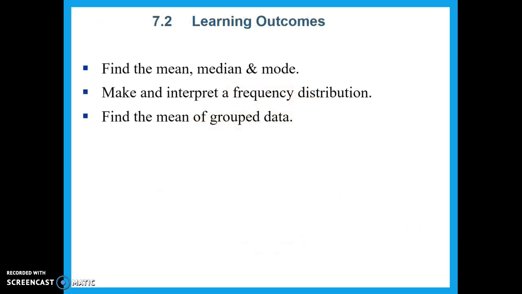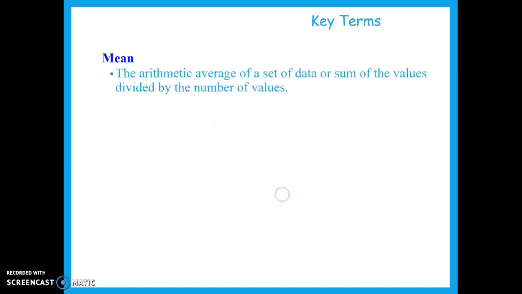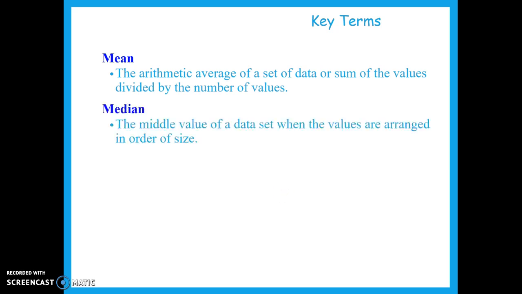7.2, now we're going to look at our central tendency. So find the mean, median, and mode. Make and interpret a frequency distribution, and then the mean of grouped data. So the mean is the arithmetic average of a set of data or sum of the values divided by the number of values. Your median is the middle value of a data set when the values are arranged in order of size. A good piece of data is when the mean and the median are very close to being the exact same number. Your mode is the value or values that occur most frequently in a data set.